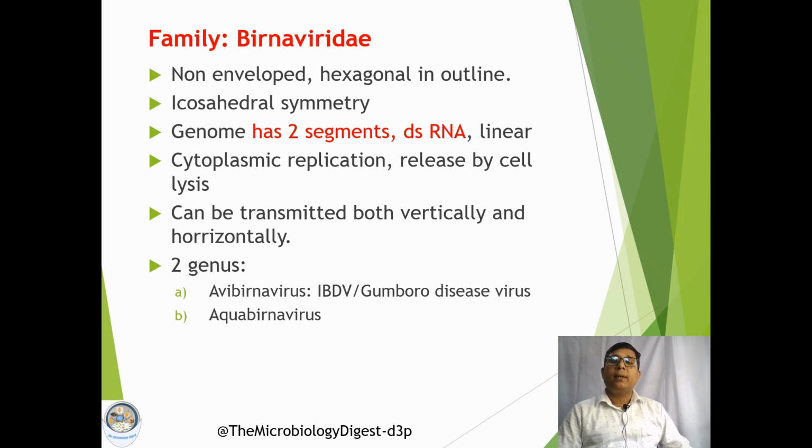Next family with a double-stranded RNA genome is the Birnaviridae. This is a non-enveloped, hexagonal virus having icosahedral symmetry. The genome has 2 segments, double-stranded RNA, and it is linear. It replicates in the cytoplasm and is released by cell lysis. This virus can be transmitted in both ways, vertically as well as horizontally.